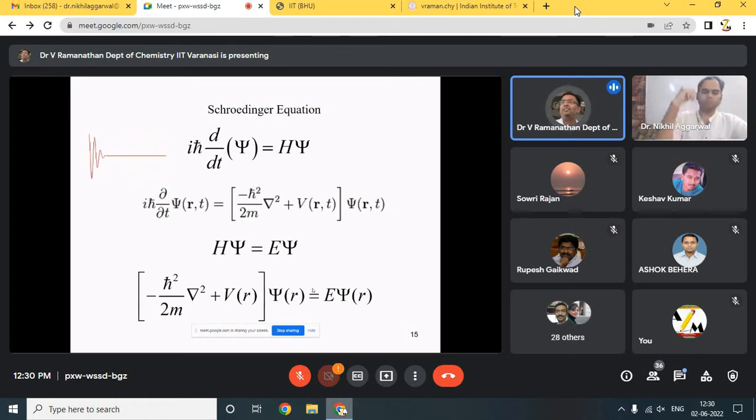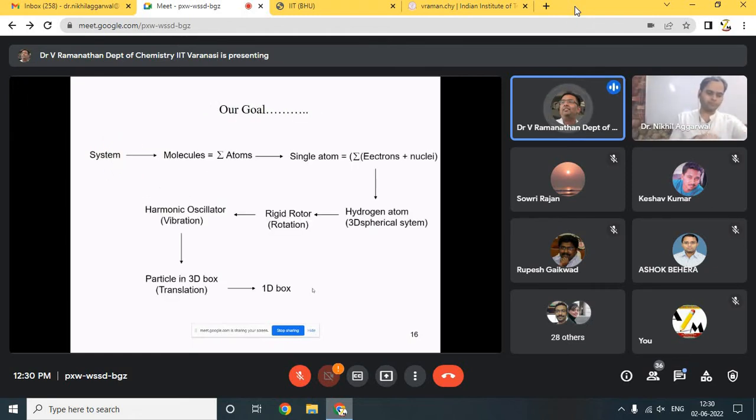I'll not get into the details of how it will be solved. But why are we doing all these things? Because we need to study the system. If you remember my very first slide, I said we need to understand the nature. We need to understand a particular system. And in our case, chemistry, the system comprises molecules which are built up of atoms. And each single atom is made up of electrons and nuclei. We need to study that.